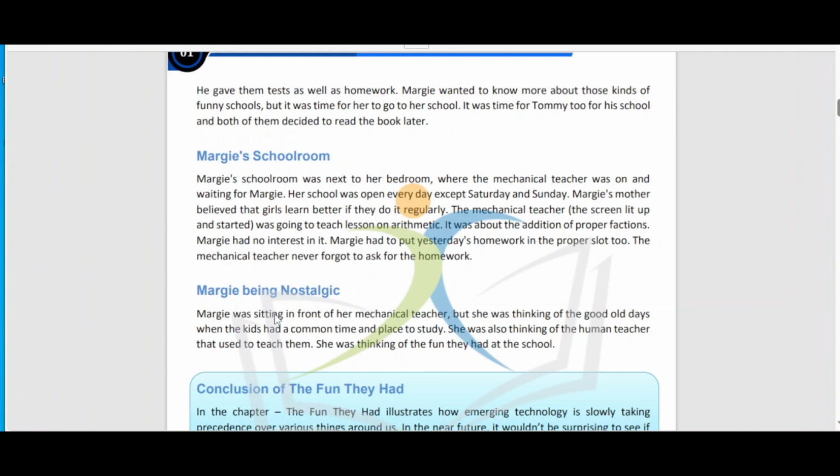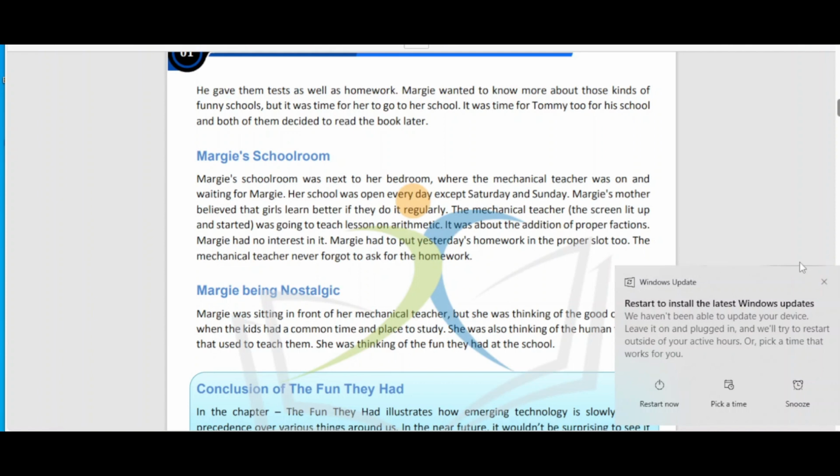Her school was open every day except Saturday and Sunday. In a week, 5 days her school was open: Monday, Tuesday, Wednesday, Thursday, and Friday. And Saturday and Sunday would be off. So Margie's mother believed that girls learn better if they do it regularly. Why is the school so regular for Margie? Because of her mother's opinion that girls can learn better than boys if they do it regularly.